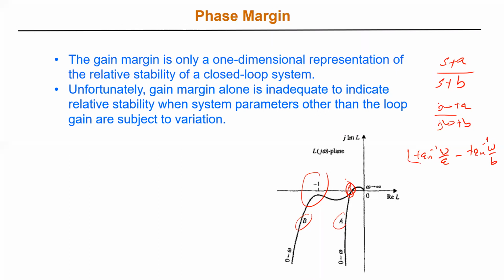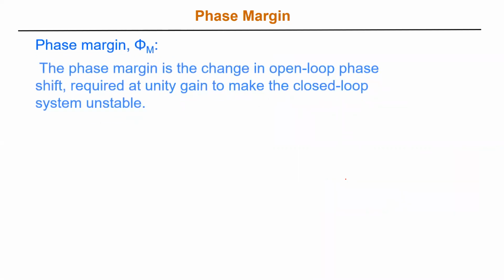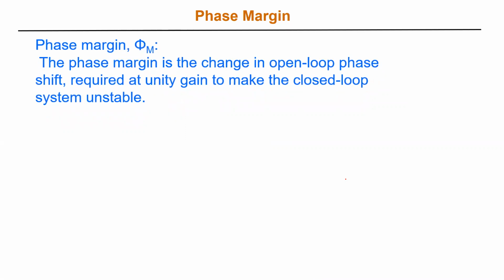So basically, let's define it. The phase margin has to do with the phase: how much phase I can add to my system before I reach instability. The phase margin is a change in the open loop phase shift required at unity gain that makes the closed loop system unstable.